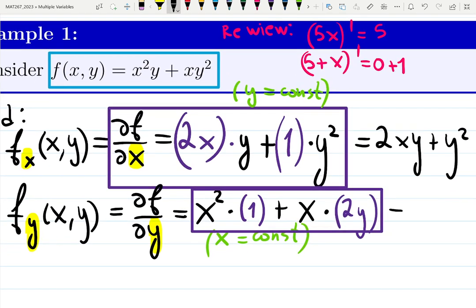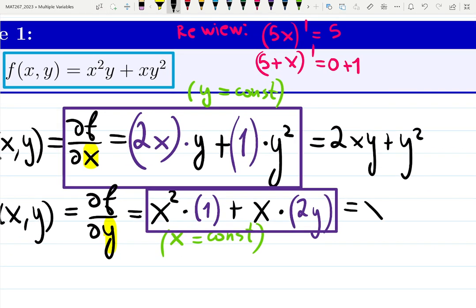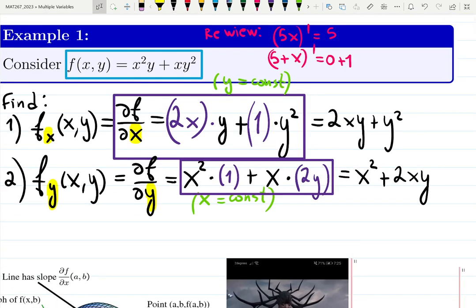Let's rewrite it. That's not really simplifying, but it's nice to see that it's actually x squared plus 2xy. International notation is to put everything in alphabetical order. So 2xy. Those are partial derivatives with respect to x and with respect to y. More questions? What do you think? Now I'll be asking you at some point to do it by yourself, but check this out.